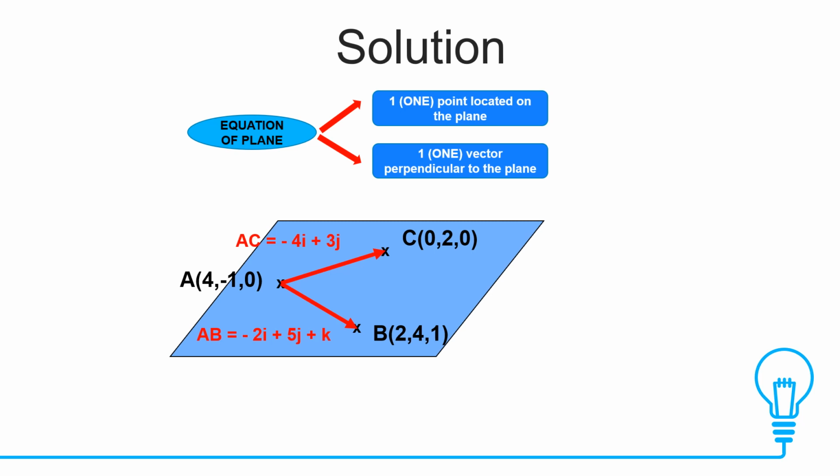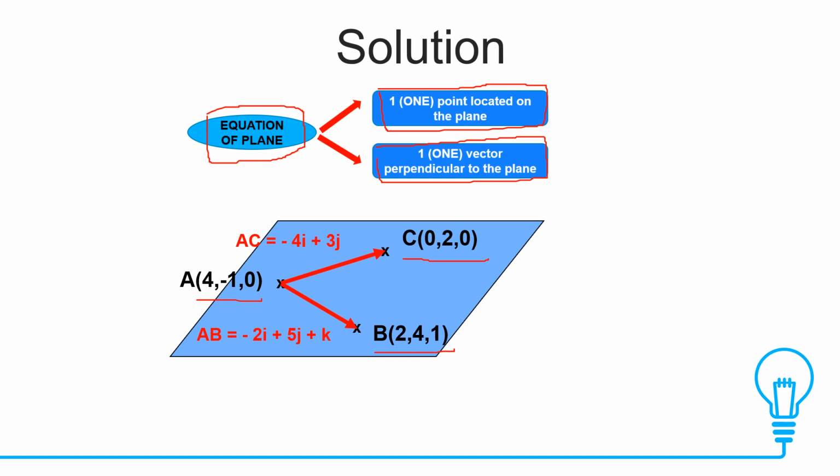In order for us to produce the equation of a plane, basically we need to have two things. The first one is one point that is located on the plane. Based on the information given in the question, we now have 3 points located on the plane, so more than what we need. And another one is we need to have one vector which is perpendicular to the plane.